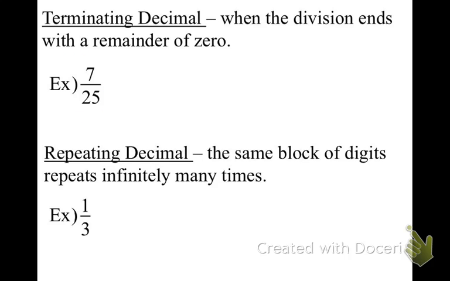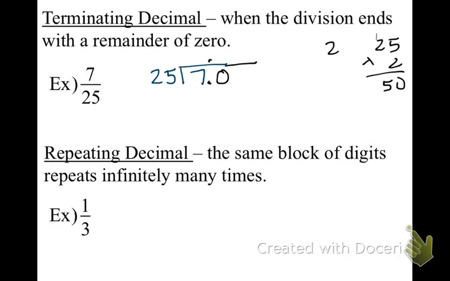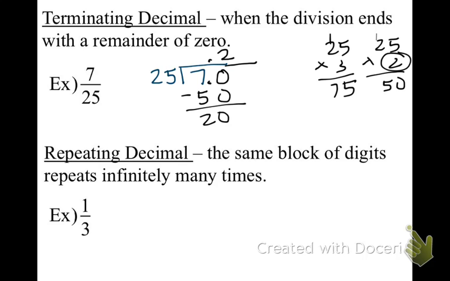So we do 25 divided by 7. Of course that can't go in. It's 25 times 7, so I add a decimal, add a 0, bring my decimal up. Let's see, 25 times 2 gives me 50. 25 times 3 gives me 75. So it looks like 2 is my answer. So I put a 2, subtract 50, I get 20. That doesn't work, so bring down a 0.